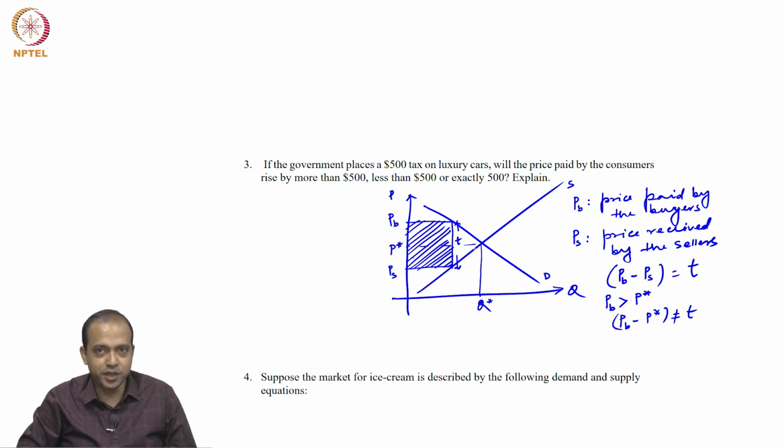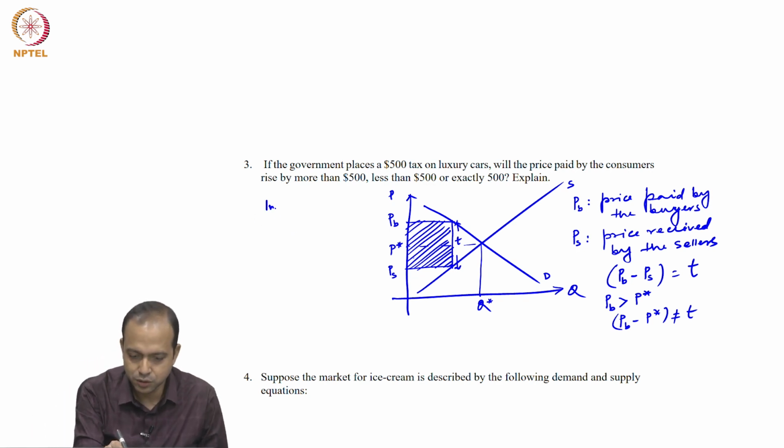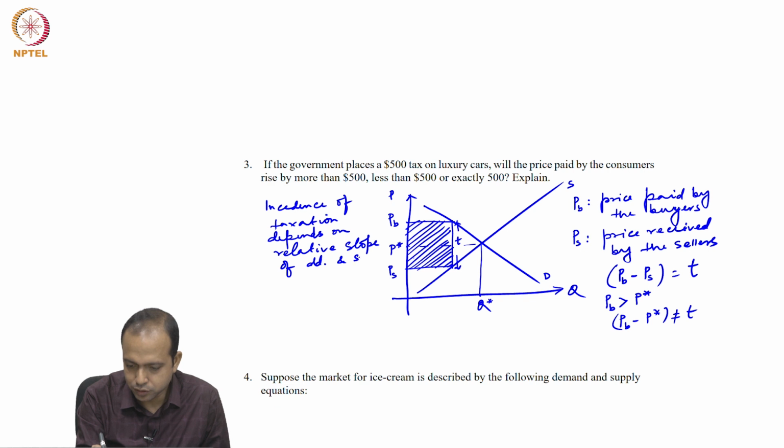How much the buyer will bear, how much the seller will bear, that is called incidence of taxation, and it depends on the relative slope of the demand and supply. What I am saying? Incidence of taxation depends on relative slope of demand and supply.